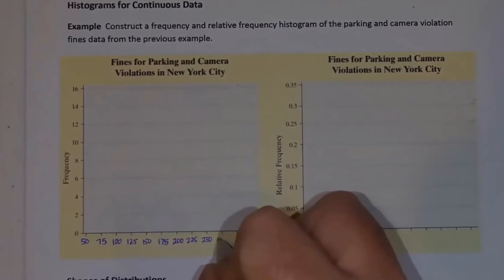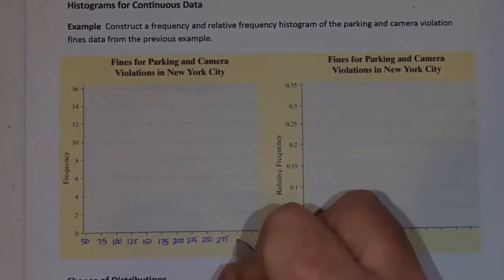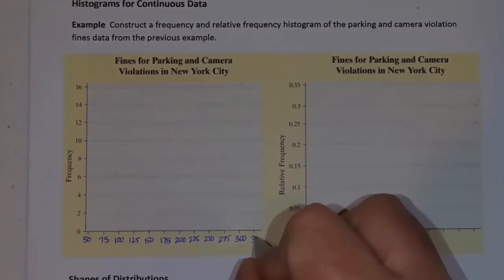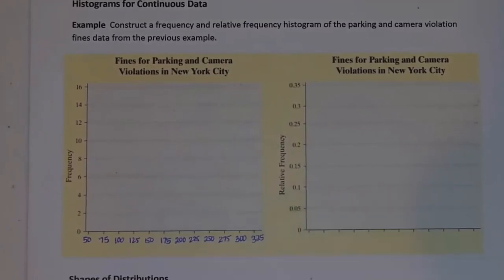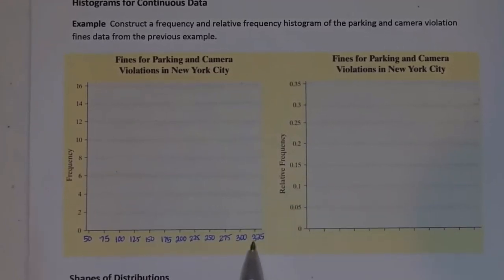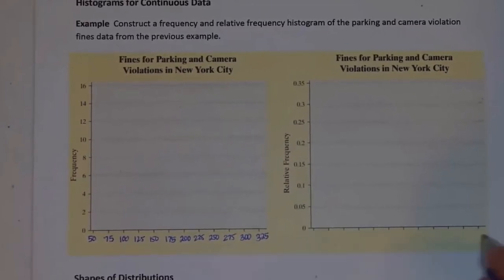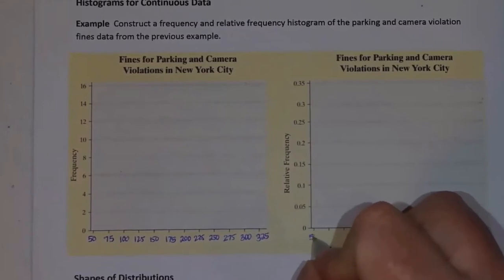250, 275, 300. And then we didn't really have a class that started with 325, but that's what would go on the next tick mark. If there was another class, it would start at 325. And I'm going to do the same thing over here. So I'm just going to duplicate that.